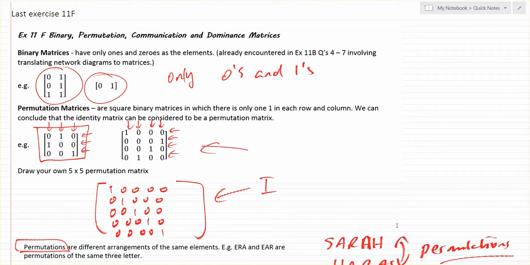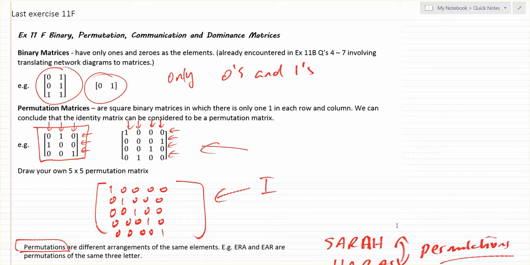This is for Year 12 Further Maths. We're going to look at exercise 11F. Okay, we're going to break it into three parts. So the first part is talking about binary and permutation matrices, the second part would be talking about communication matrices, and the third part will be talking about dominance matrices.